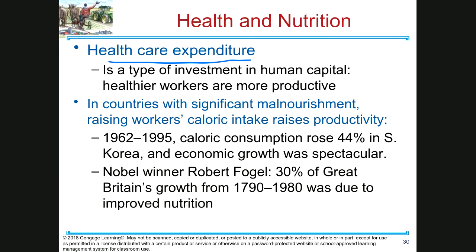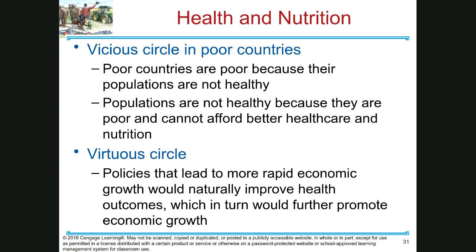This statistic here shows that in countries with significant malnourishment, raising workers' caloric intake raises productivity. Between 1962 and 1995, caloric consumption rose 44% in South Korea. They wanted to make the population more healthy. Economic growth was spectacular. It relates population health to growth of the economy, right? Robert Fogel found that 30% of Great Britain's growth from 1790 to 1980 was due to the improvement in nutrition. There is a lot of research done in this field that you have access to if you Google it, right?